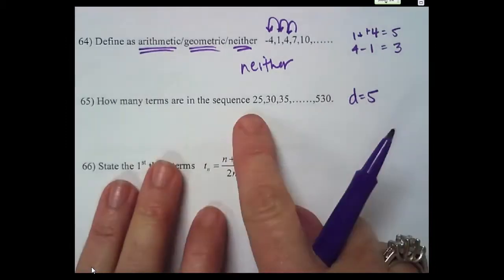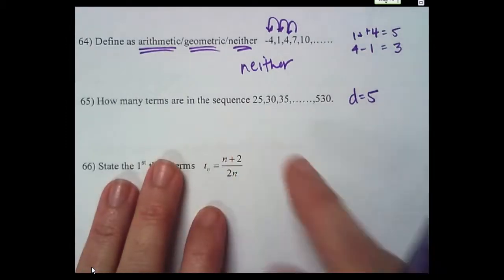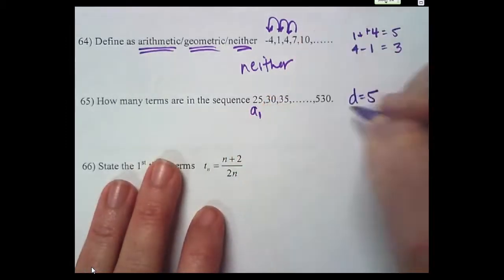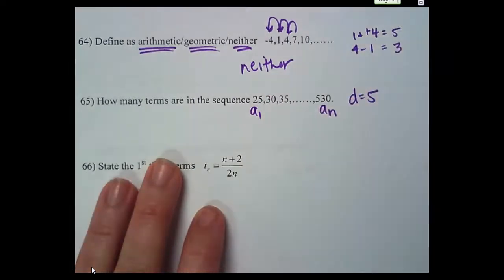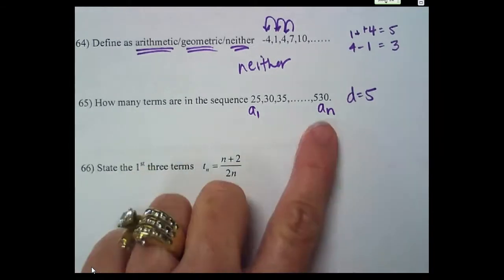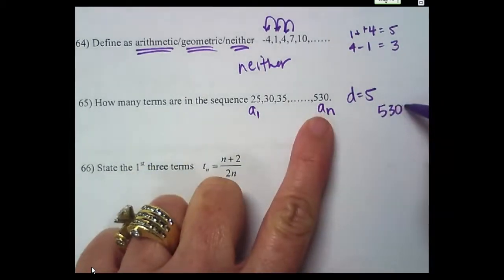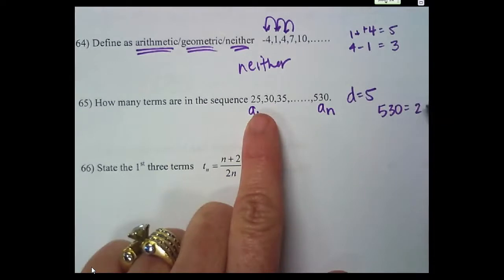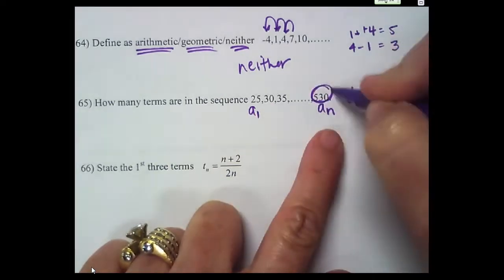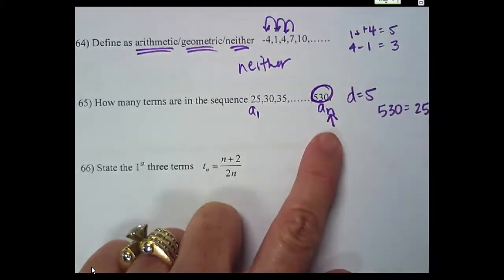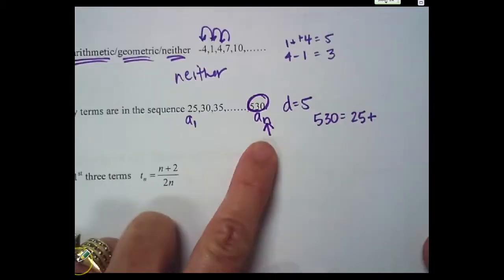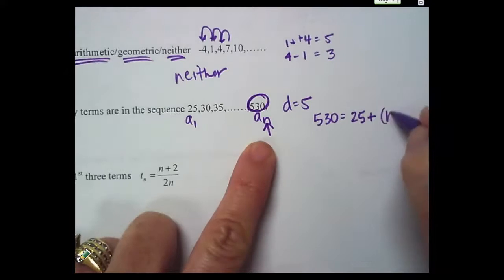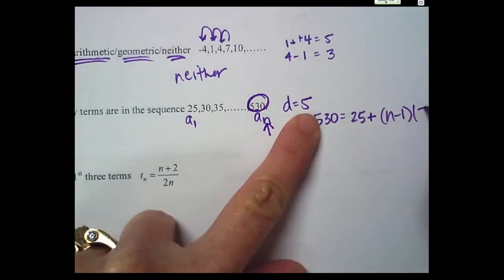So if I want to know how many terms there are, what am I looking for? This is my first term, right? And this is my last term, my nth term. And I have D. So the best thing to do is to fill in the formula. 530 is my last term. My first term is 25. Plus, I don't know. I know 530 is my last term. I just don't know n. I don't know what term number that is. So 25 plus n minus 1 times my common 5.